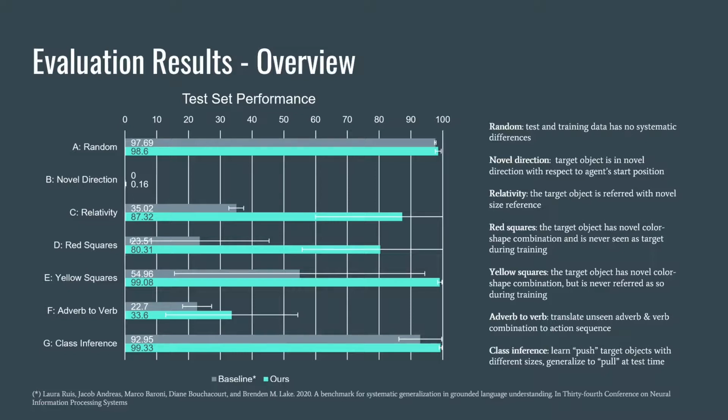So as you can see, on basically all of the test splits, we actually outperform the baseline significantly. On the novel directions, we achieve a modest performance increase, which is not too much. But on the relativity split, red square, yellow square split, adverb to verb split, and the class inference split, we actually outperform the baseline a lot.